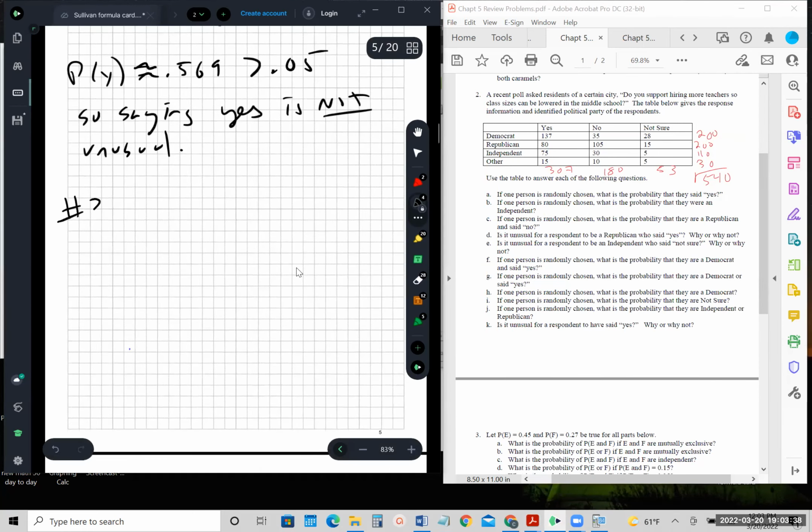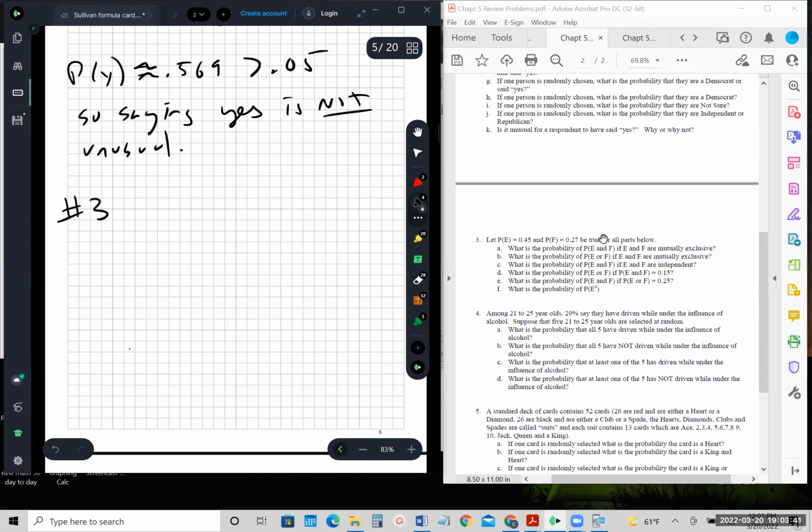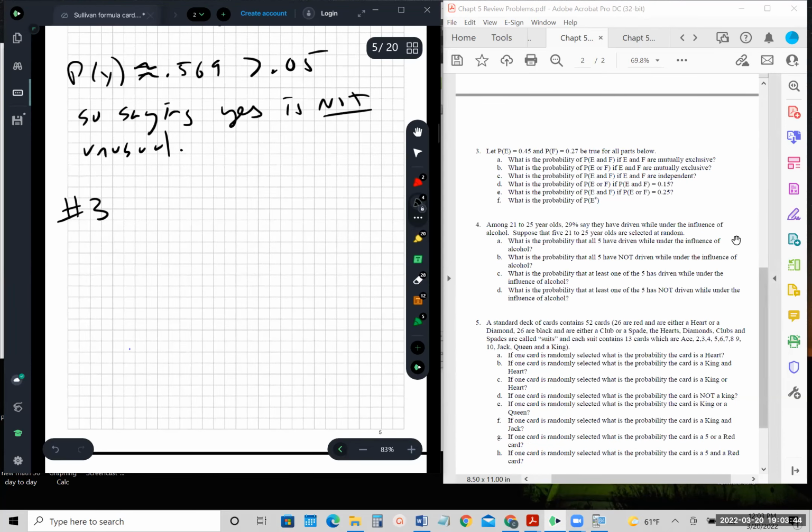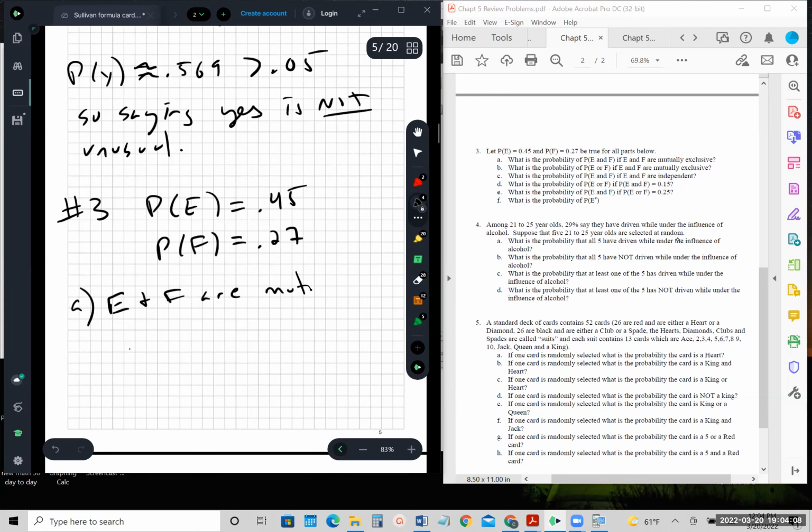So then number 3 would be, let's scroll down, we'll put it up here. The probability of E is 0.45 and the probability of F is 0.27, find out all the parts below. So for part A, what is the probability of E and F if E and F are mutually exclusive? So if they tell us E and F are mutually exclusive, that's the same as what we say is disjoint. And what that means is the probability of E and F is 0.